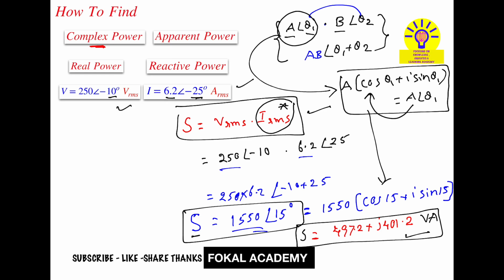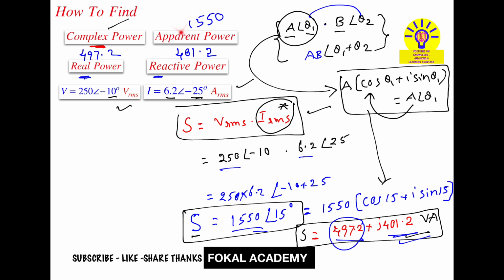Now complex power is completed. How can you find the apparent power, real power and reactive power? Apparent power we can easily get from the phasor form. Whatever the amplitude is, that is the apparent power, that is 1550. Real power and reactive power we can easily get from the complex number. The real part is called real power, that is 497.2, and the imaginary part is called reactive power, that is 401.2.